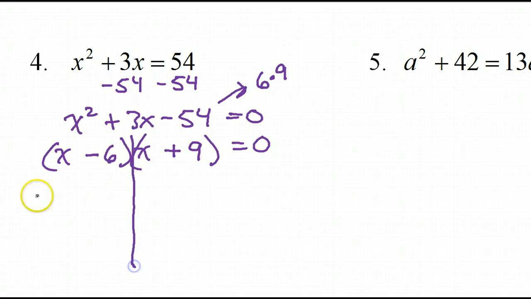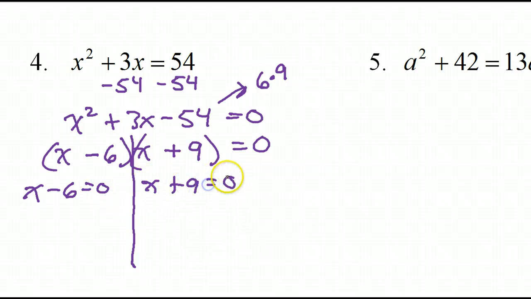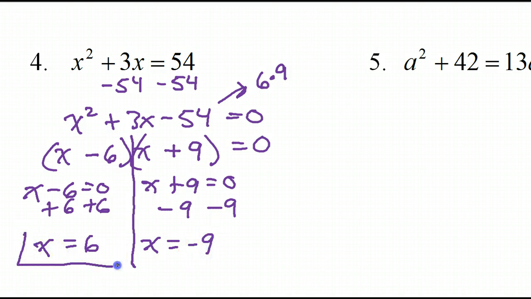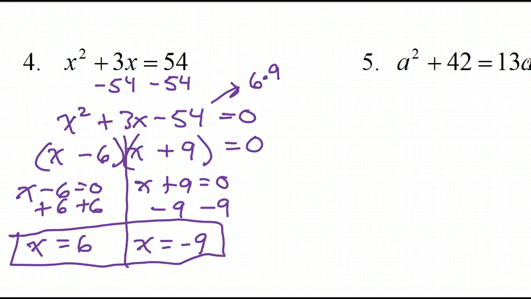So that is the correct factorization. Using the zero product property gives us x minus 6 equals 0 and x plus 9 equals 0. Okay, so we could add 6 to both sides, subtract 9 from both sides. So that's going to give us over here x equals 6, and on the right hand side x equals negative 9. So those are the two solutions for number 4.